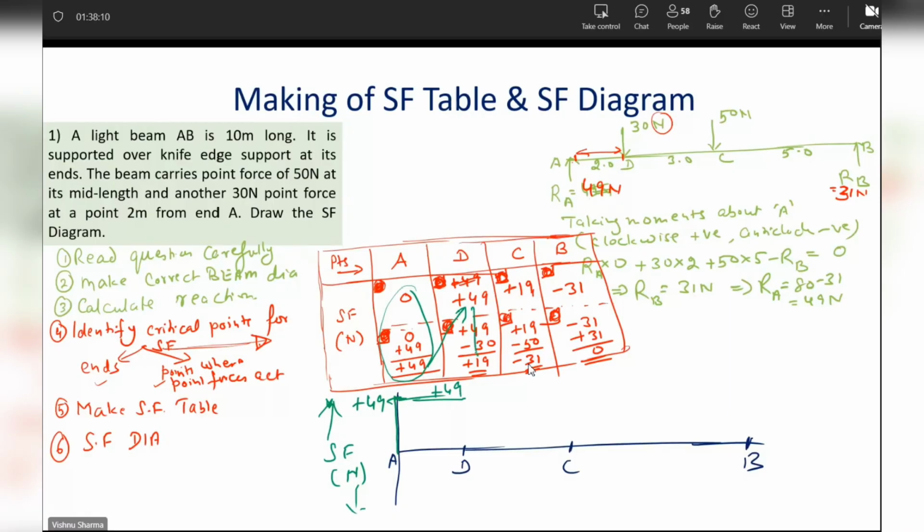And then at D, it changes to plus 19. I'm marking only for the purpose of explanation. Then from D, it remains plus 19 up to C. Then it becomes minus 31 at C. Then it remains minus 31 up to B. And becomes 0 at B. And this is how I have drawn the diagram. I put the arrows in the table, and if you correlate the arrows with the drawing I have done, you'll realize that it's very simple to draw from the table.